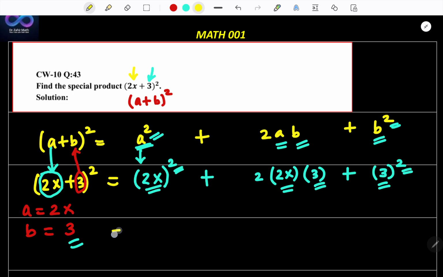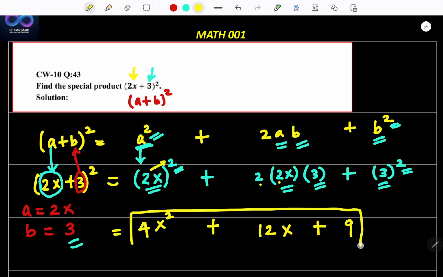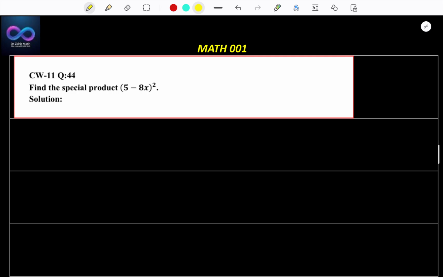So this is equal to (2x) whole square, which is 2 square, that is 4, and x square, so 4x square, plus 2 times 2 is 4 and 4 times 3 is 12, so it is 12x, and then plus 3 square, which is 9. So this is going to become your answer: 4x square plus 12x plus 9. Very, very important question. From this special product, you can expect one question in the quizzes, midterm and final. So you need to remember all three rules. Let us go to the next problem.